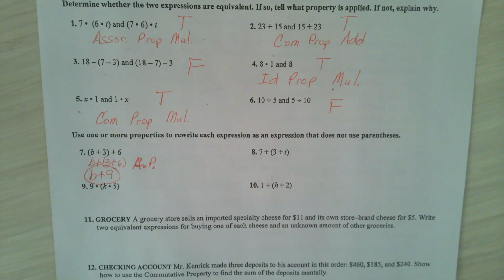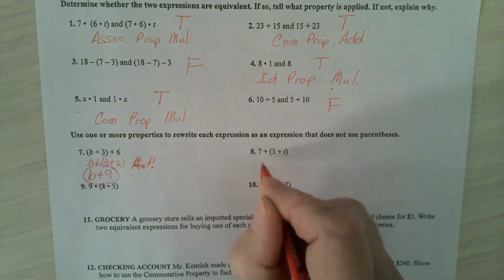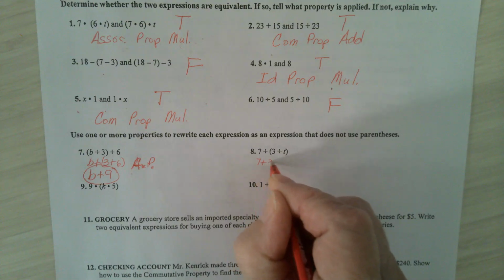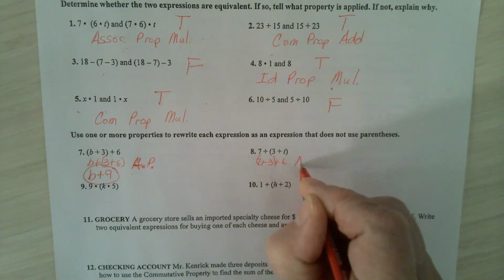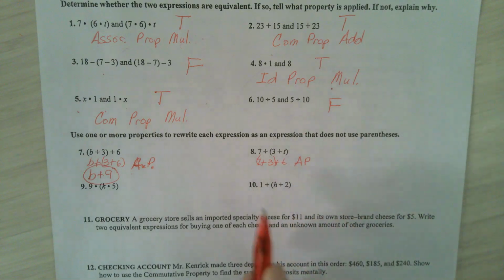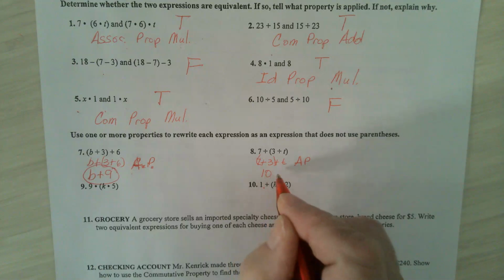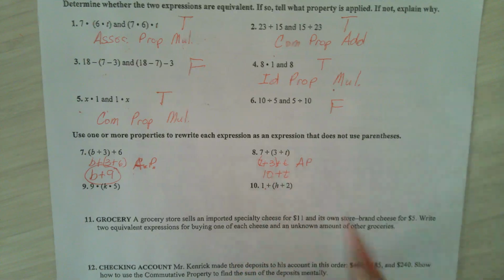Number 8. I'm going to move the parentheses so it's 7 plus 3 plus t. So that's the associative property, AP. And what do you get for your answer? What's 7 plus 3? 10. So you end up with 10 plus t.